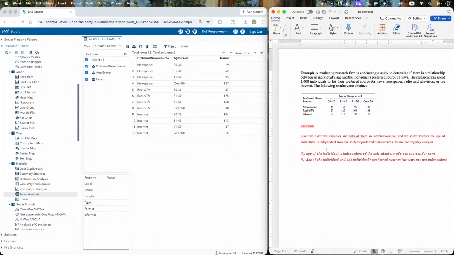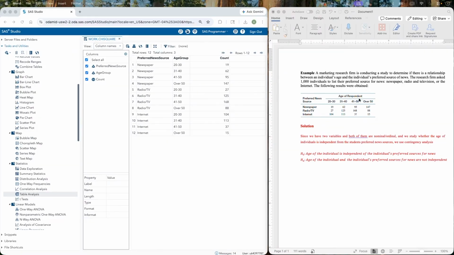Okay, in this example, there is a marketing research firm. They are conducting a study to determine if there is a relationship between individuals' age and individuals' preferred source of news. The research firm asked 1,000 individuals to list their preferred source of news: a newspaper, radio, TV, or internet. So the following results show the following.